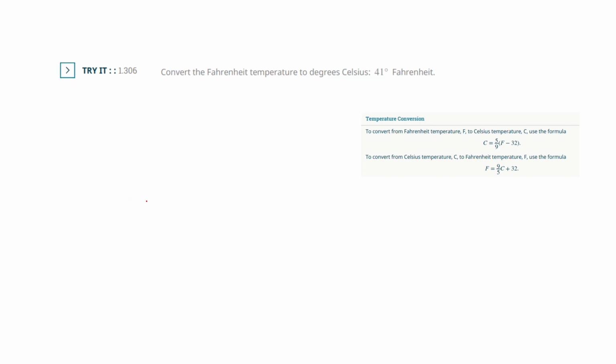Okay, we got it again. We're going to Celsius again. So I've got 5/9, 41 minus 32. Now we've got to do inside the parentheses first. Now it turns out to be 9, and we can cross reduce there, and we get 5 degrees Celsius.